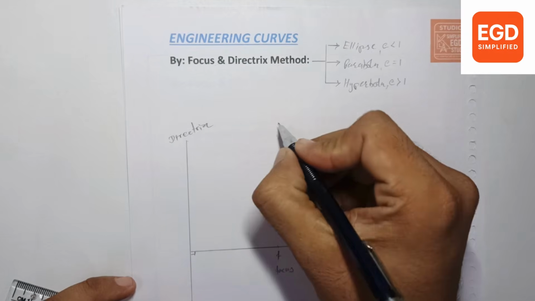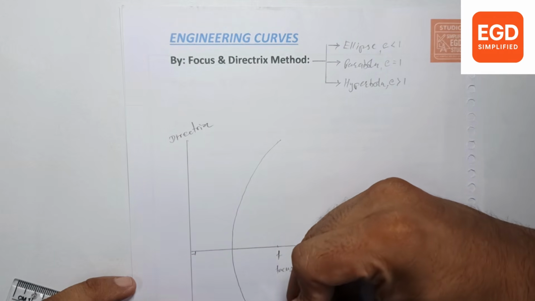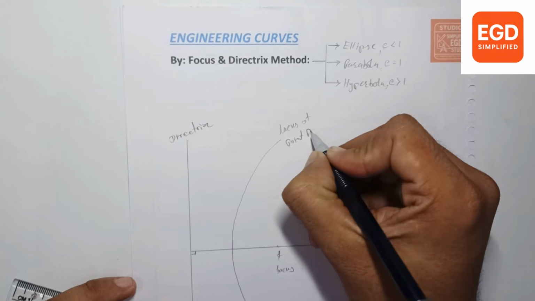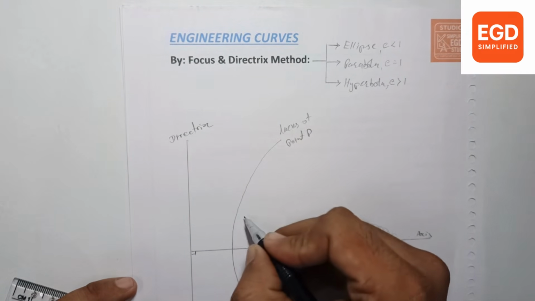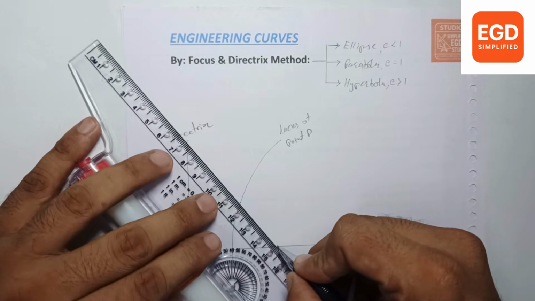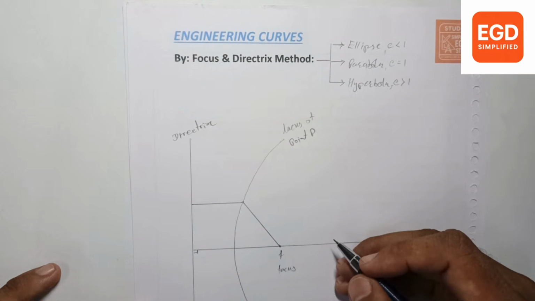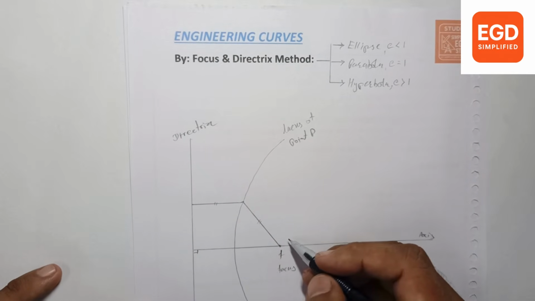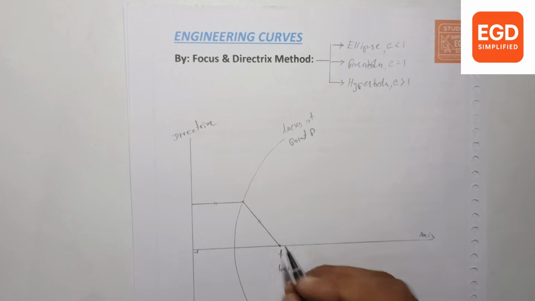Now suppose there is a point P that is traveling, and this is the locus of point P. Locus means point P is traveling through this path. Point P is traveling in such a way that its distance from the focus and its distance from the directrix line has a constant ratio. This distance and this distance might be the same or might be different, but the ratio will be constant, not the distance, the ratio.